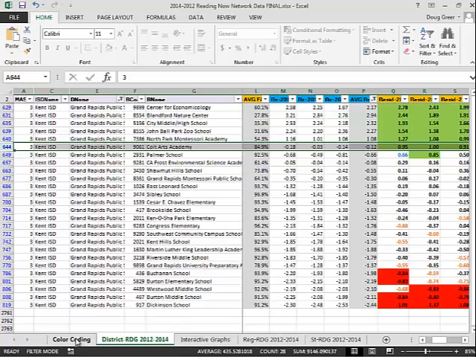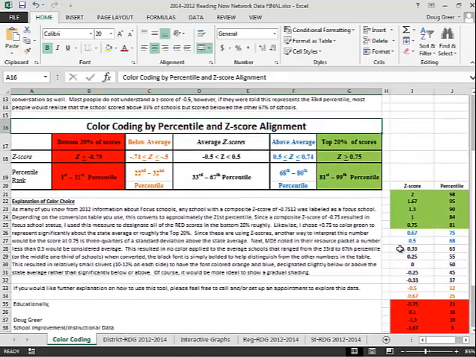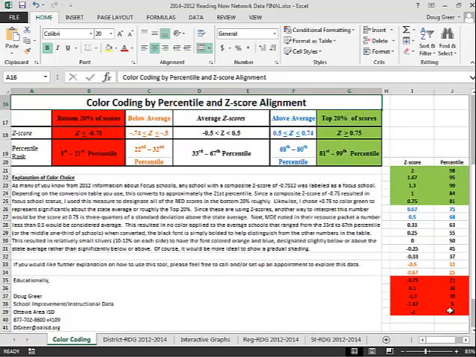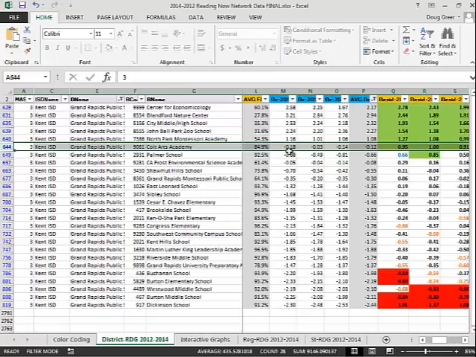If you look back at the color coding, there is a table that will explain that a Z-score of 2 lands in the 98th percentile for the state. Z-score of negative 2 is in the bottom 2 percentile of the state. So then we can see that the next column is the same Z-score, but in the 2013 year. And in the 2014 year, we have a Z-score of negative 0.14.